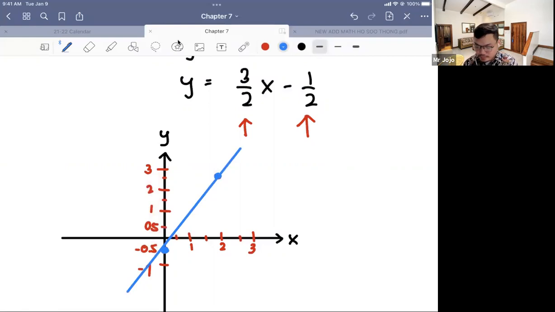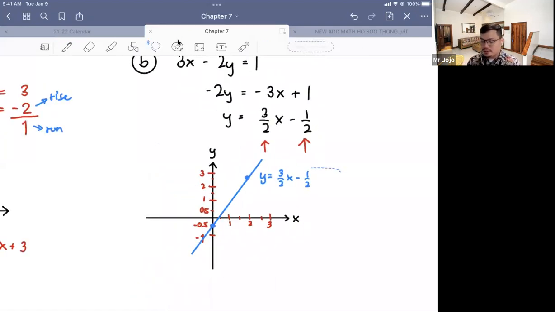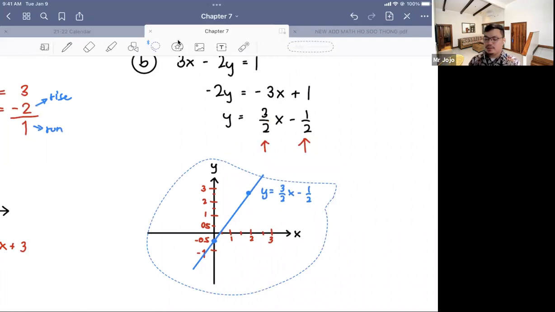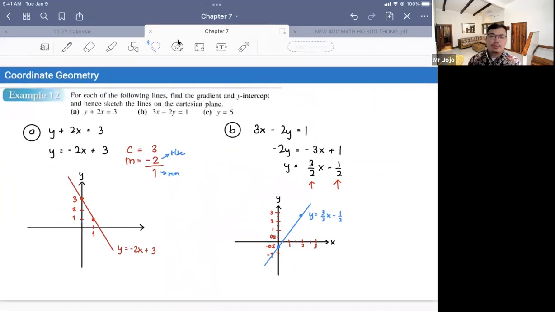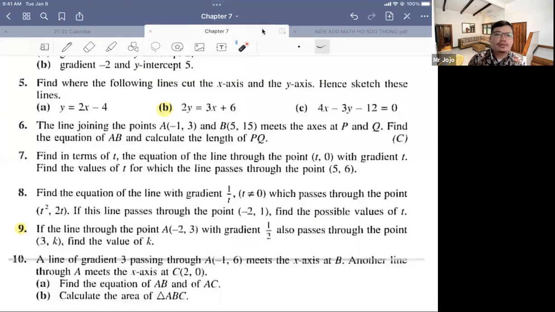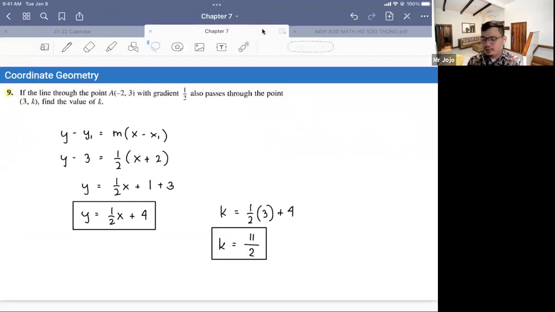So there you go. That is number 9. So that is y equals 3 over 2x minus 1 half. Any question, class, on how to sketch these equations? No question? Okay, so my answer is 11 over 2.